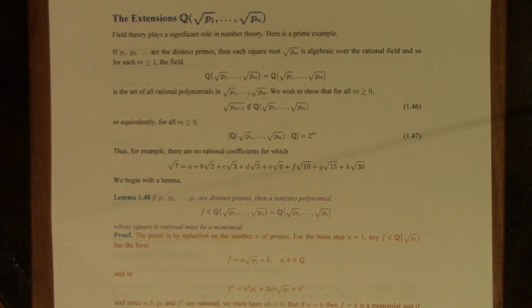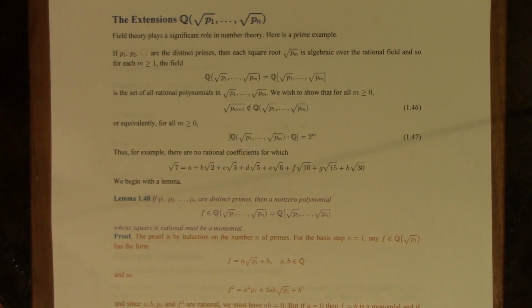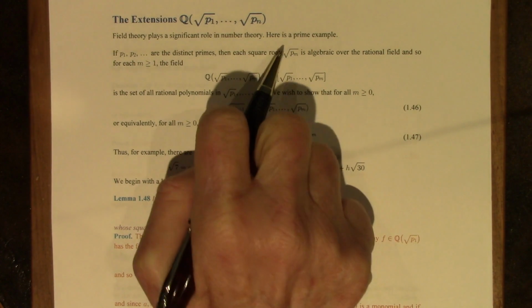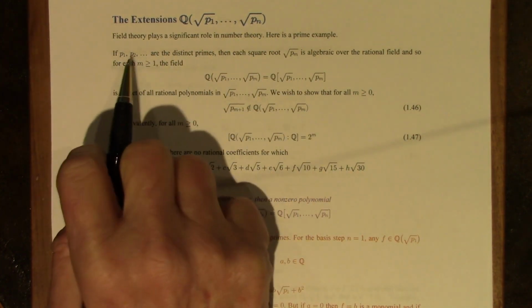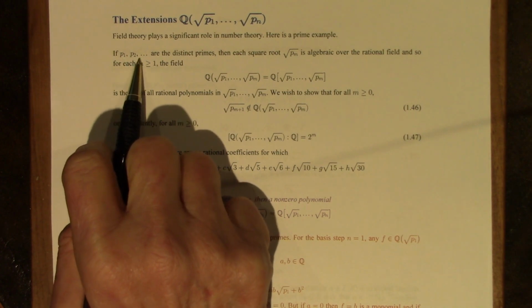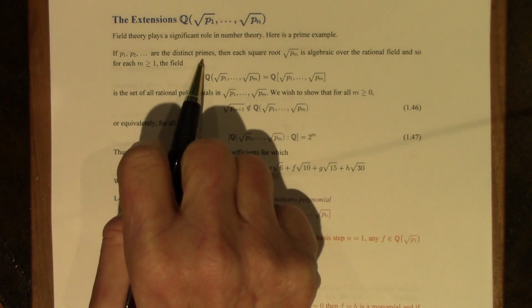Field theory plays a significant role in several areas of mathematics. Coding theory, for example, cryptology, algebraic geometry, and so on. Also number theory. And here is a prime example.